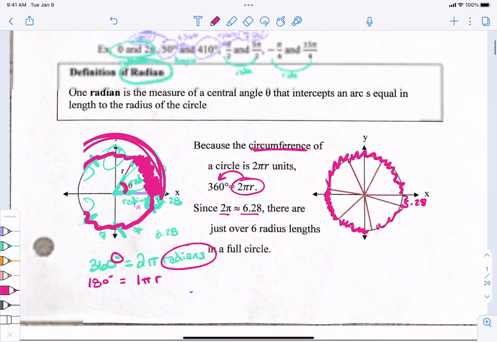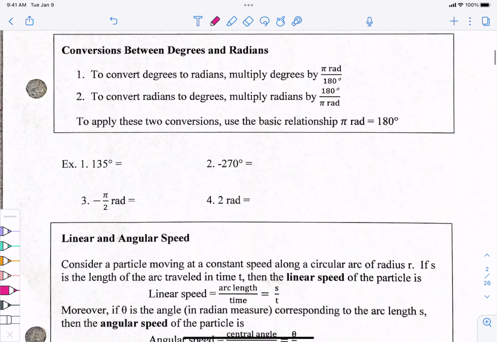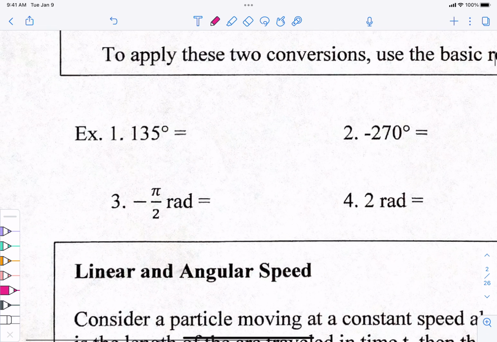So anyway, there's that. Okay, so when you're converting between the two, go to the example on the next page. We're skipping a bunch, but we'll come back to it. Okay, example on the next page.